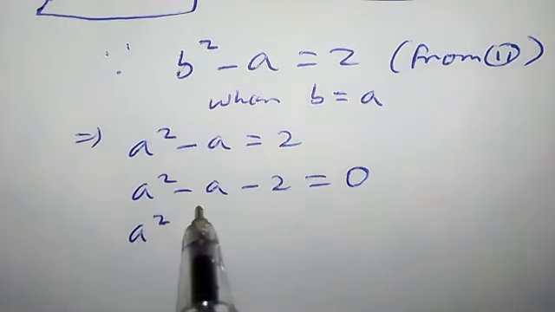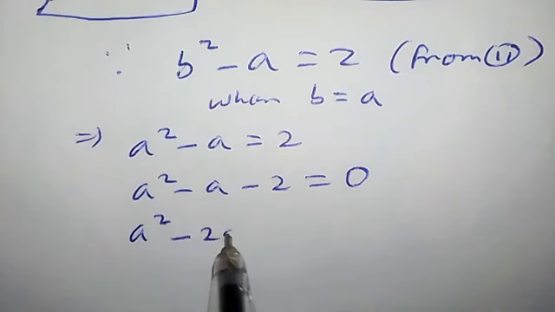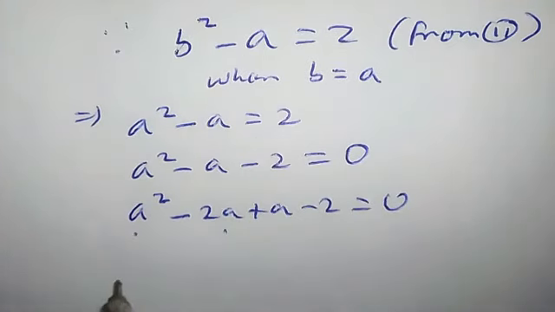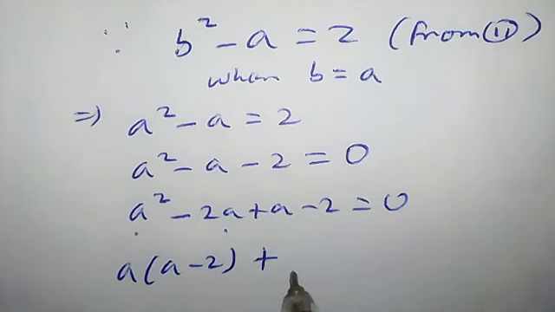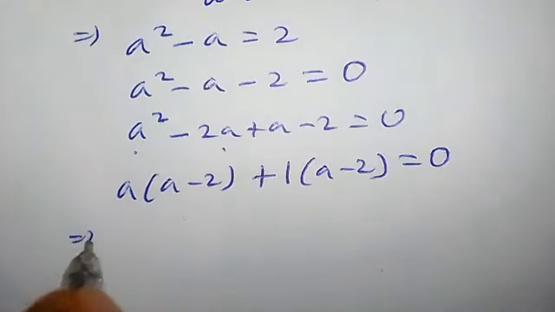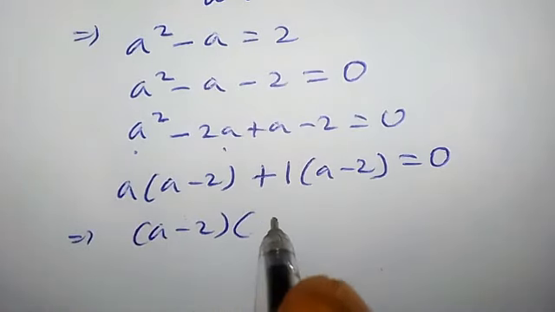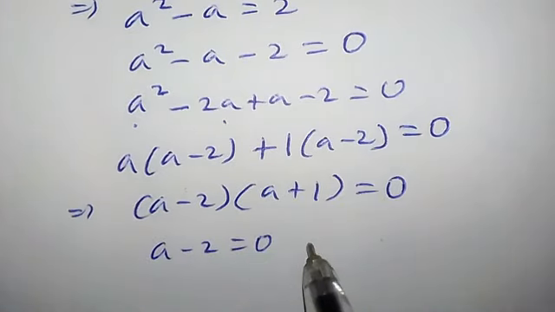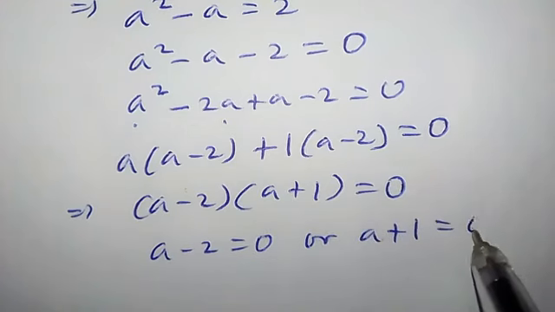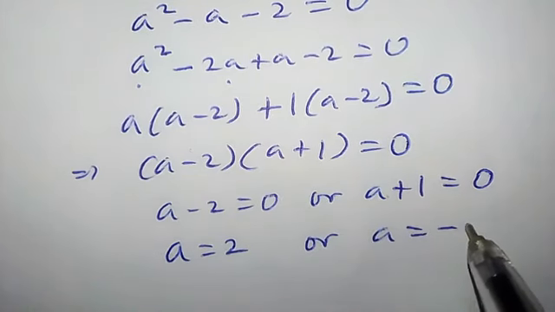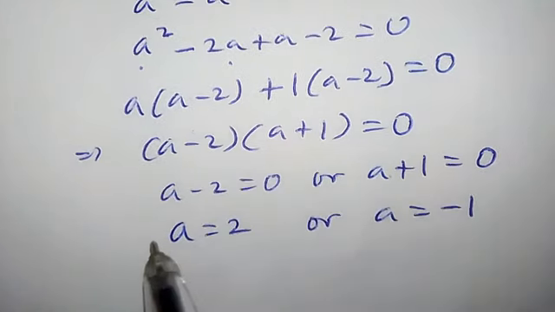a² − a, we can write it as a² − 2a + a − 2 equal to 0. The common term here is a. So when we pull it out, we have a(a − 2) plus the common term here is 1, so 1(a − 2) equal to 0. This implies that (a − 2)(a + 1) is equal to 0. a − 2 is equal to 0 or a + 1 is equal to 0. Clearly, a is equal to 2 or a is equal to −1. We now have two values of a.